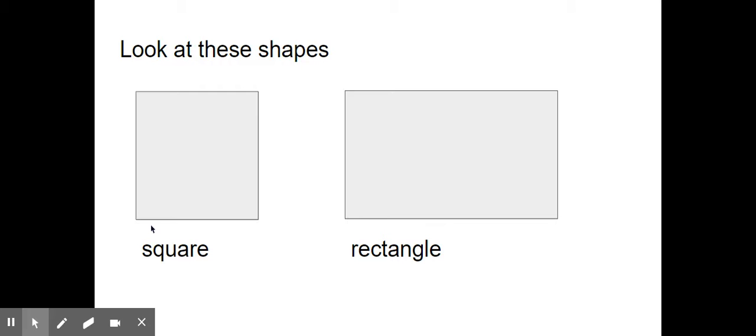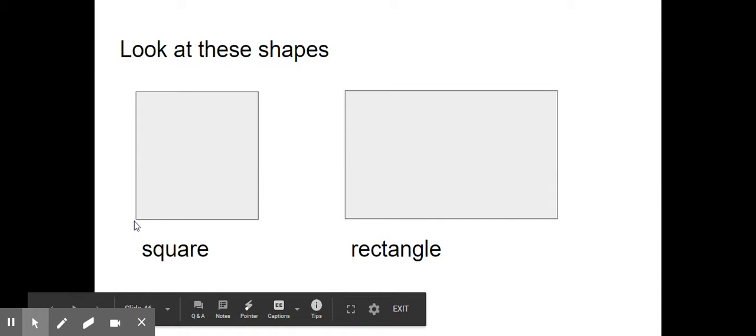When 2 sets of sides are parallel and all 4 angles are square, it makes a rectangle. A square is a special type of rectangle. What makes a square special? A square is a special type of rectangle because all of the sides of a square are the same length.